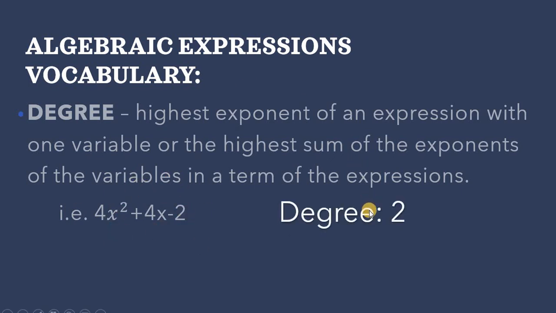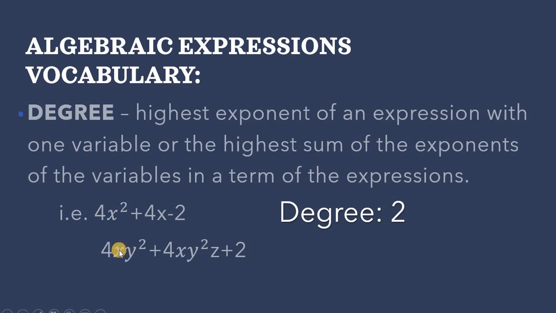The degree is 2. Kasi nga sabi dito, di ba, ang degree ng algebraic expression ay yung highest exponent, okay, with one variable. Pero, kapag halimbawa, maraming variables, kukunin natin ang highest sum of the exponents of the variables in a term of the expression. For example, 4xy squared plus 4xy squared z plus 2. What is the degree of this algebraic expression? So, ano dito yung may highest sum sa isang term? So, dito sa first term, ilan yung sum nito? 2 plus 1, 3 lang, diba?